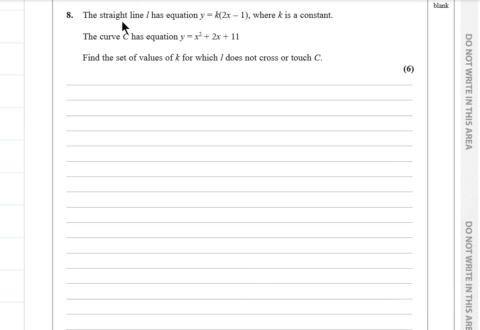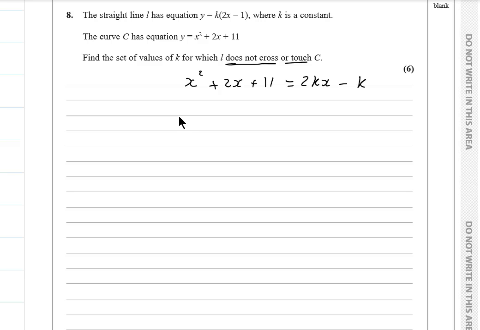Question 8. The straight line L has equation y equals k multiplied by 2x minus 1, where k is a constant. The curve C has equation y equals like this. Find the set of values of k for which L doesn't cross or touch C. Okay, very easy. First, we will equate them. x squared plus 2x plus 11, which is y also, equals this y, which is k times 2x minus 1. I will expand the bracket, 2kx, and then minus k, right?